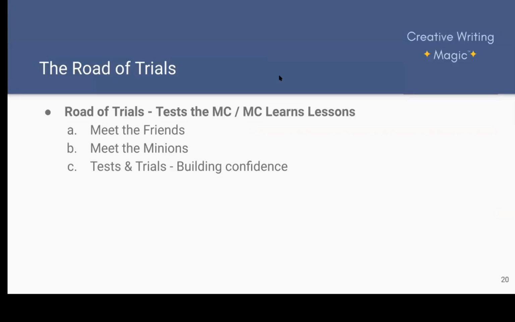Next comes the road of trials. The hero at this point has entered into the extraordinary world, and this is where they're going to build up their skill set. And this is where the character arc really starts to go upwards. The road of trials is the test where the main character learns lessons. The whole idea here is that the main character starts to meet friends who are there to help, as well as meet the minions who are there to try to take down the main character. And it's through these tests and trials that the main character starts building confidence as they continue on with their quest.